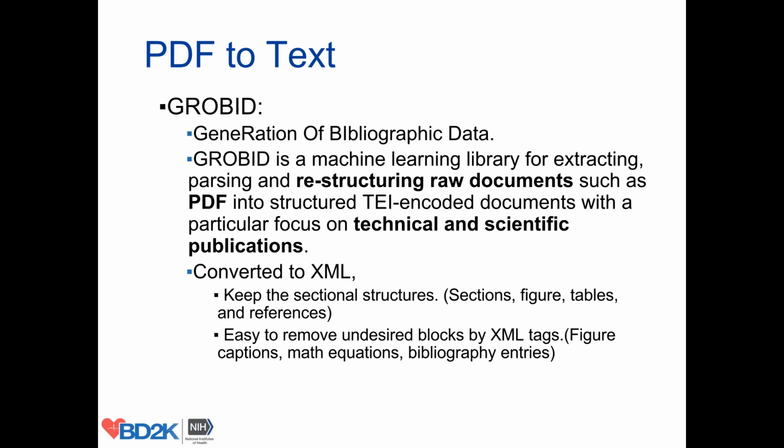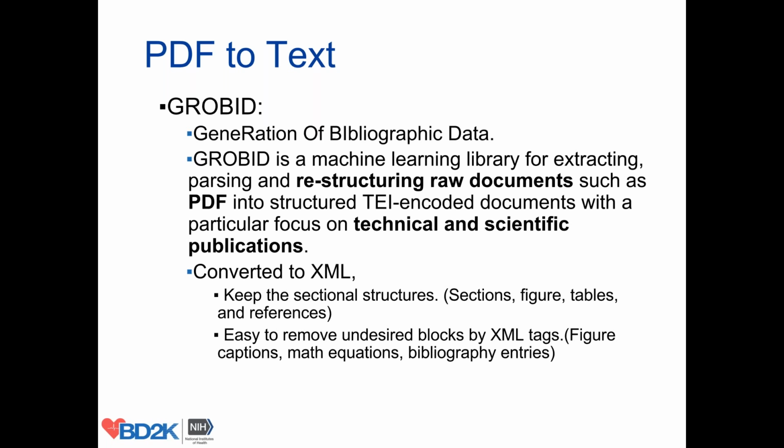Here, we're going to introduce GROBID, the main tool that we use for PDF parsing. The full name of GROBID is GeneRation Of BIbliographic Data. GROBID is a machine learning library for extracting, parsing, and restructuring raw documents such as PDF into structured TEI-encoded documents, with a particular focus on technical and scientific publications.